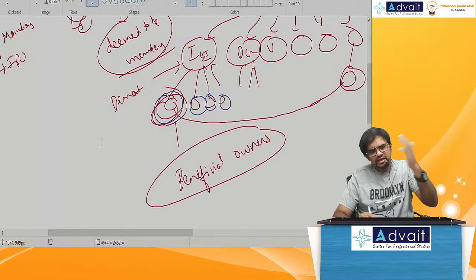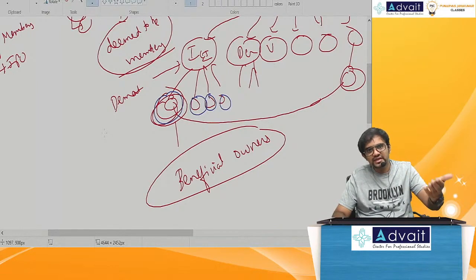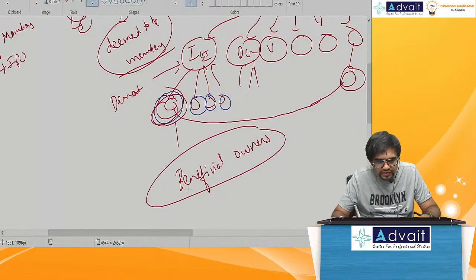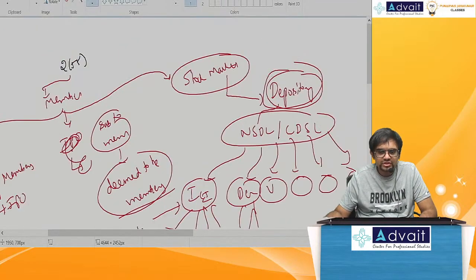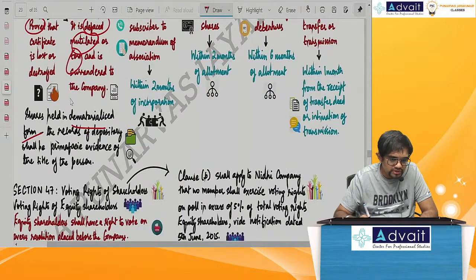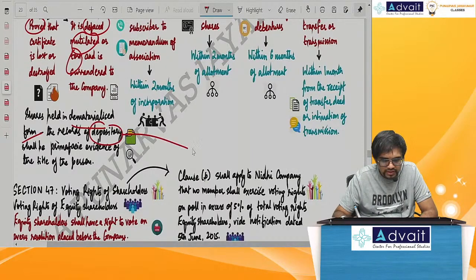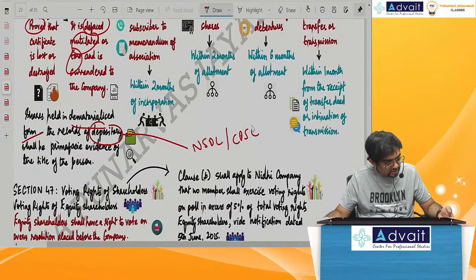If any dividend is being paid by the company, it will first go to the depository, NSDL/CDSL. NSDL/CDSL will then pass the dividend, everything, to the beneficial owner. That is the concept, right? So that is called the depository, CDSL, NSDL. Wherever you see the word depository, always remember it is NSDL/CDSL.